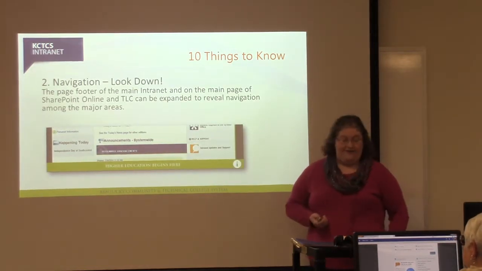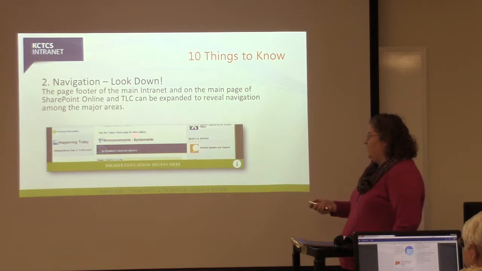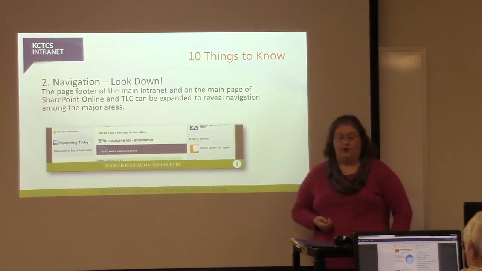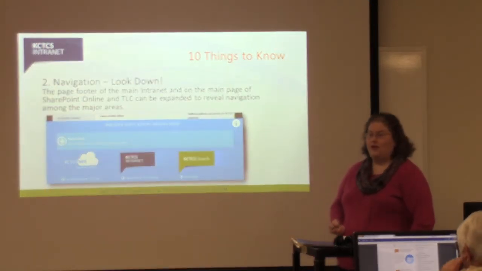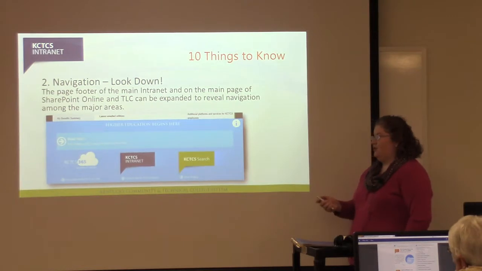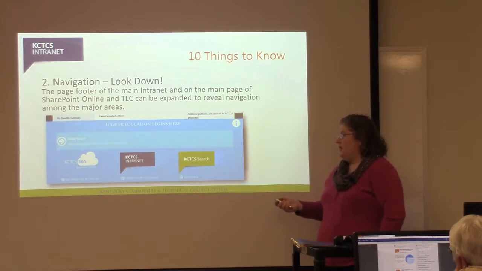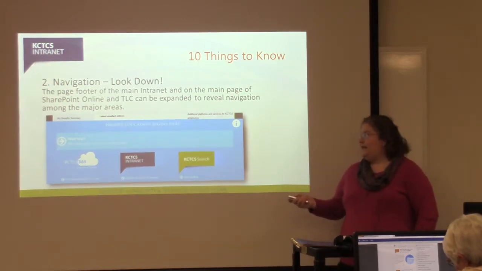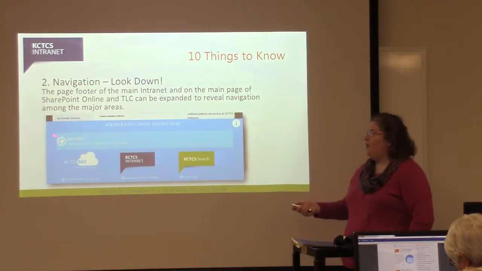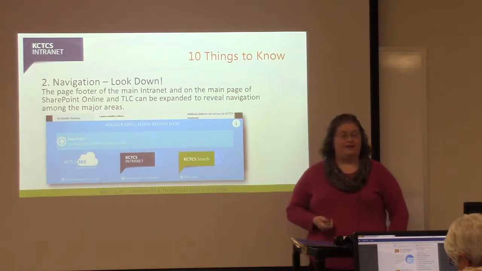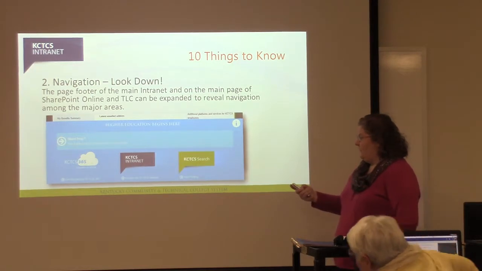The second part of navigation is the footer navigation. If you're on the publishing layer, if you look down at the very bottom, there's a green bar that goes across the bottom. If you select that, it's going to accordion up. And there are links to SharePoint Online, links to the intranet publishing layer, links to search, and then if you need to go to the TLC, there's also a link that says Need Help, and that'll take you to the Training and Learning Center. So that's another way you can navigate to that area.